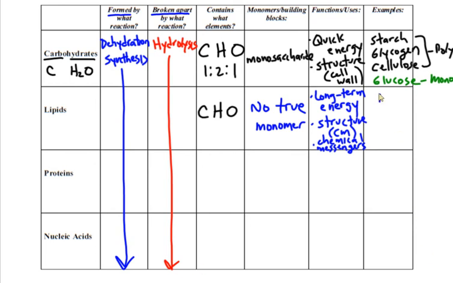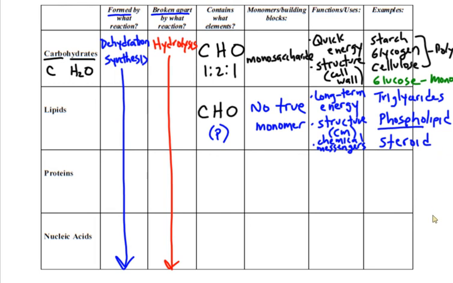Examples, we of course have our triglyceride. You have your phospholipid. And because of the phospho part is why I'm going to put P in parentheses, because that's the only one where we see phosphorus. And then we also have our steroid.